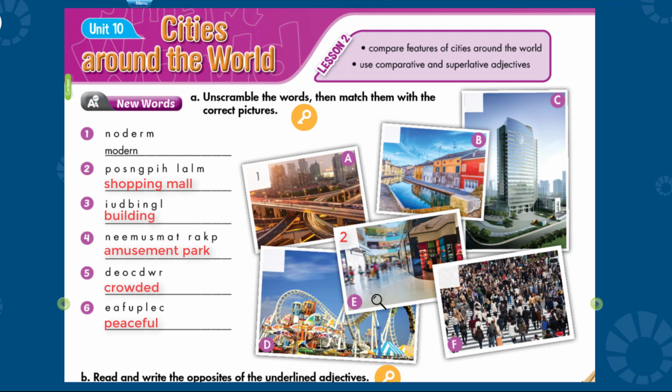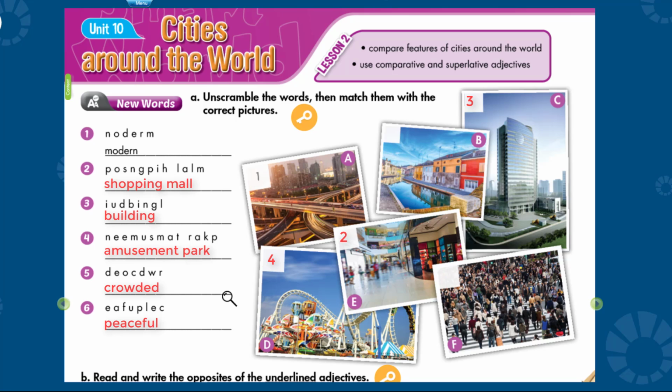Right, very good. How about building? The word building, which picture? Picture letter C, yeah, building, tòa nhà, right? And amusement park. Amusement park, công viên giải trí, which picture here? Yes, picture letter D, right? Picture letter D. Bức tranh D là công viên giải trí nha.